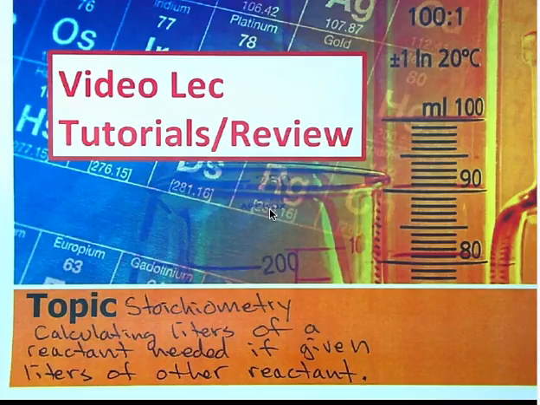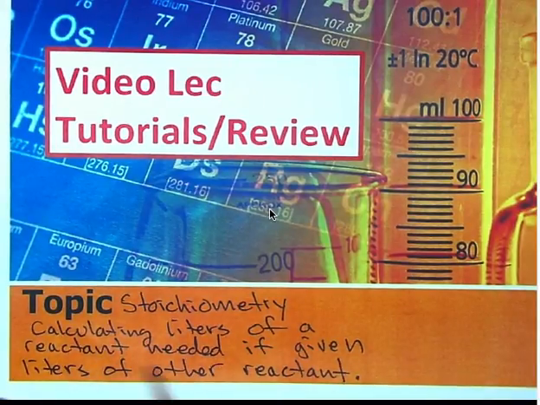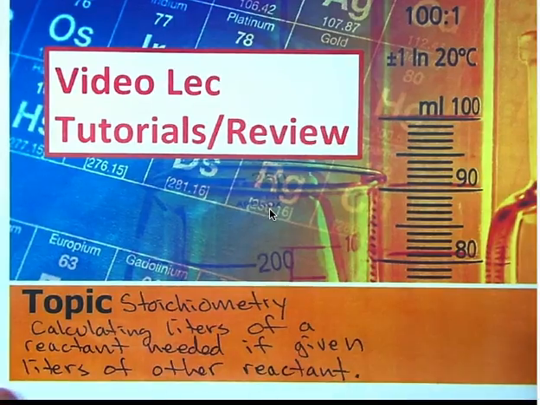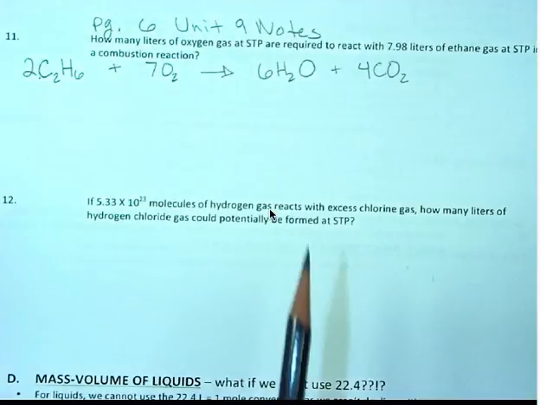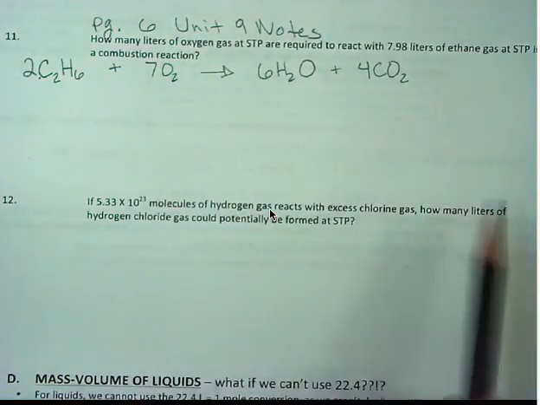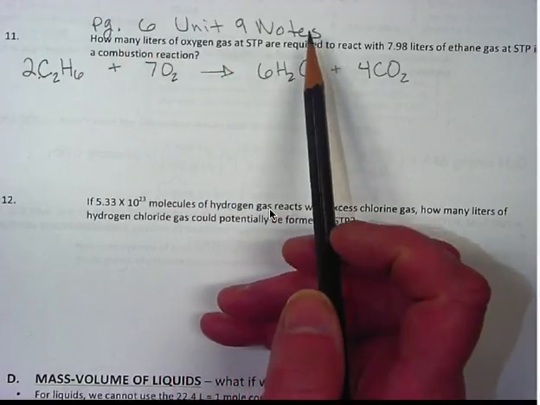Hey, so this is another video lecture tutorial on stoichiometry, and this is the second example that I have where I'll be calculating liters of a reactant needed if you're given liters of one of the other reactants. The example I want to go over with you is found on page 6 of your Unit 9 notes.